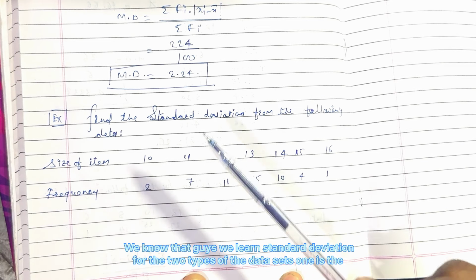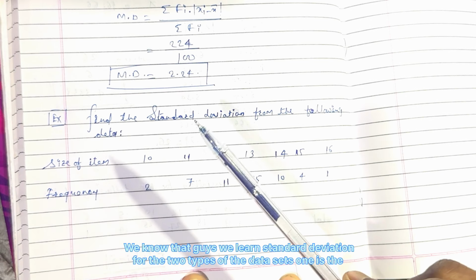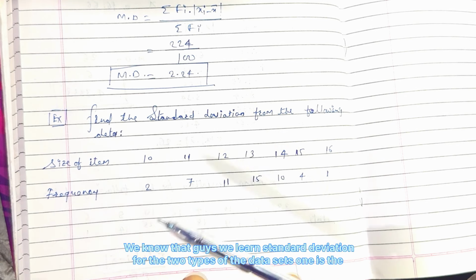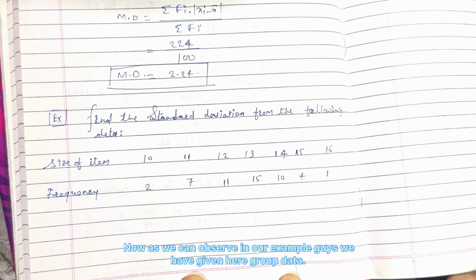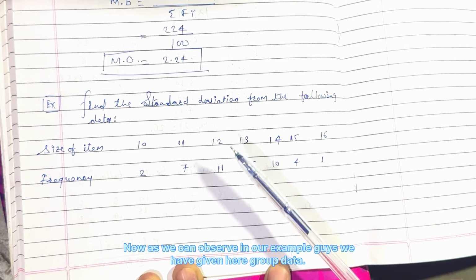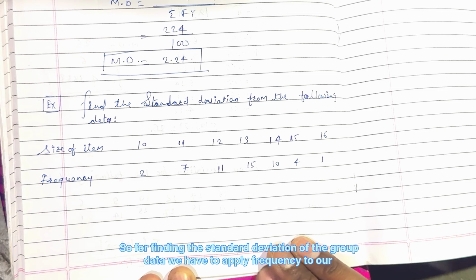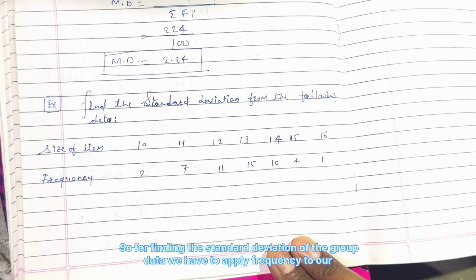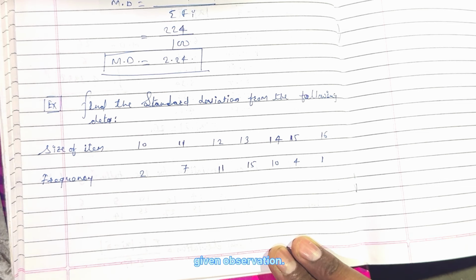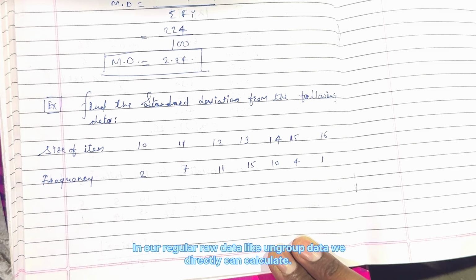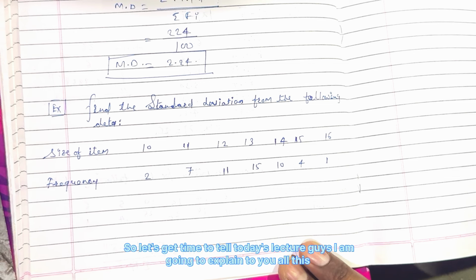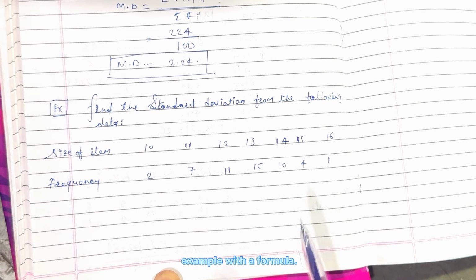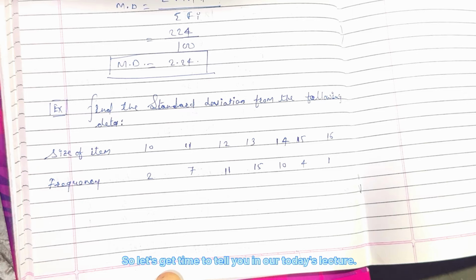We know that we learn standard deviation for two types of data sets: one is grouped data and the other is ungrouped data. As we can observe in our example, we have been given grouped data. So for finding the standard deviation of grouped data, we have to apply the frequency to our given observations. In regular raw data, like ungrouped data, we can calculate directly. It is much easier. So let's dive into today's lecture. I'm going to explain this example with the formula.